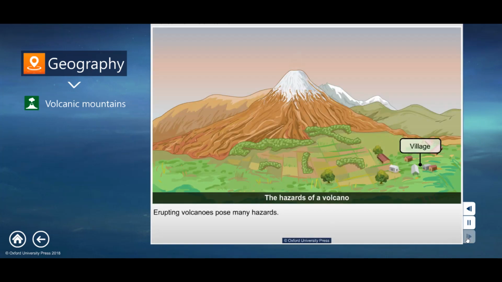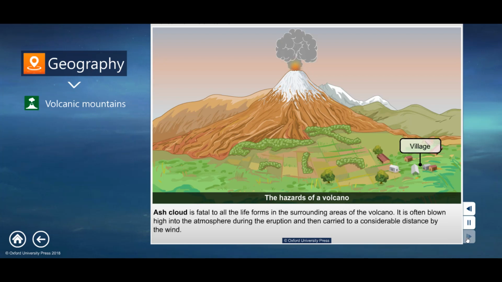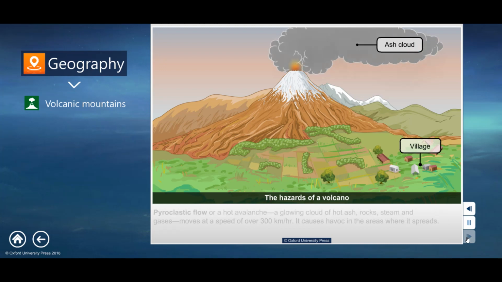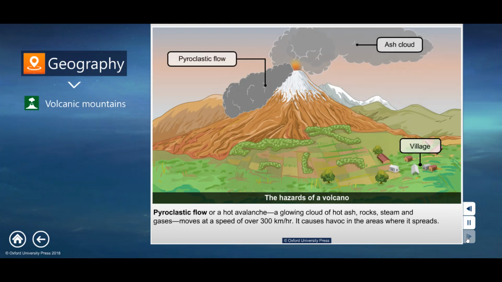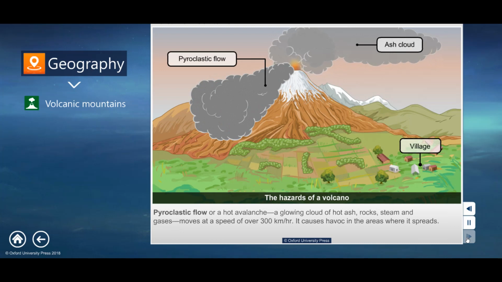Erupting volcanoes pose many hazards. Ash cloud is fatal to all the life forms in the surrounding areas of the volcano. It is often blown high into the atmosphere during the eruption and then carried to a considerable distance by the wind. Pyroclastic flow, or a hot avalanche, a glowing cloud of hot ash, rocks, steam, and gases, moves at a speed of over 300 kilometers per hour. It causes havoc in the areas where it spreads.